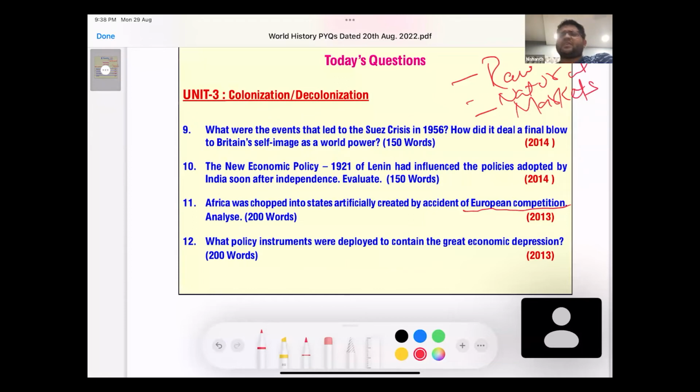In this context, you can mention certain colonies of, say, Britain. With regard to Britain, the colonies were Egypt, Kenya. South Africa was Britain's colony. So you can mention a few colonies, these were distributed among the British. Then France, Senegal was part of the French colony. Germany, especially Cameroon, was part of Germany. And places like Eritrea and Libya were part of Italy, and Mozambique was part of Portugal. So this goes to show how the European powers distributed various parts of Africa and artificially converted them into various states.